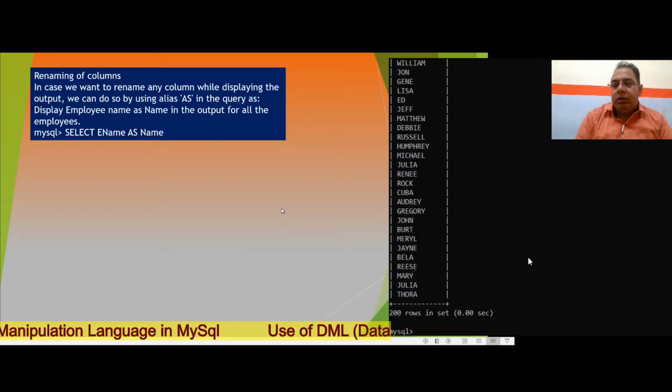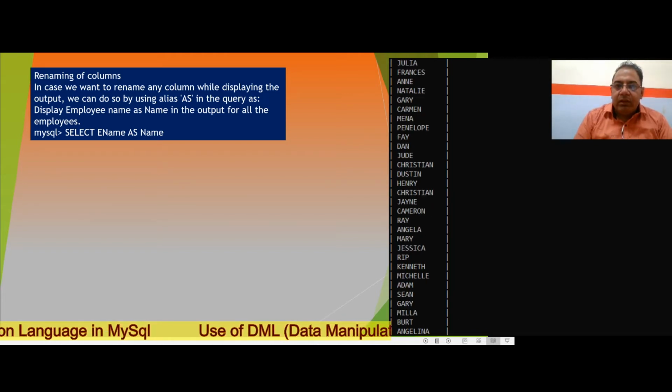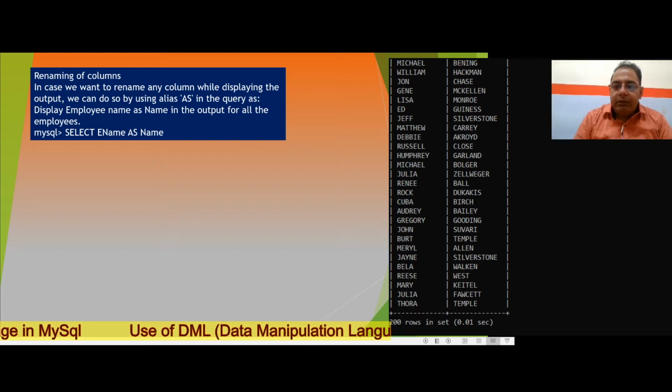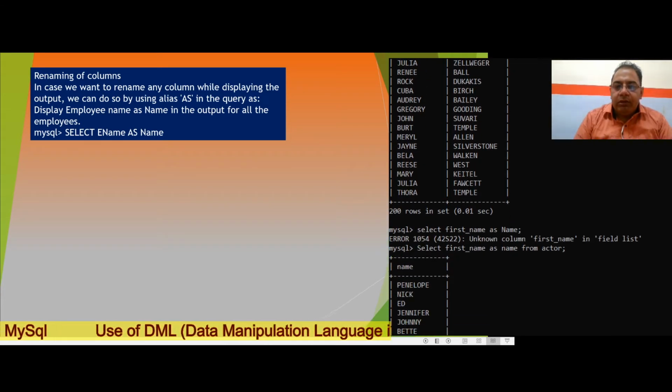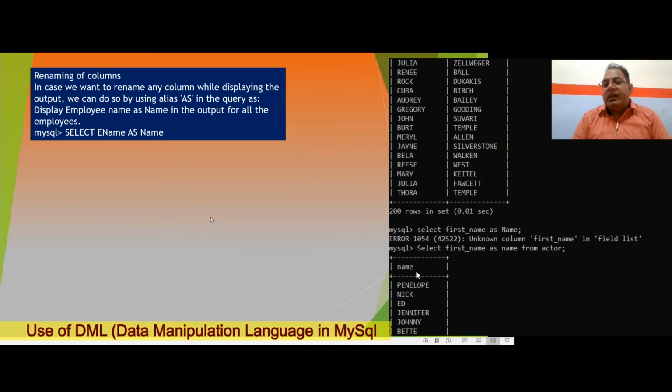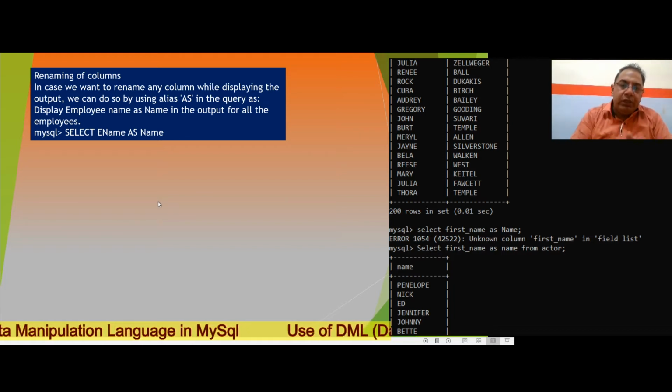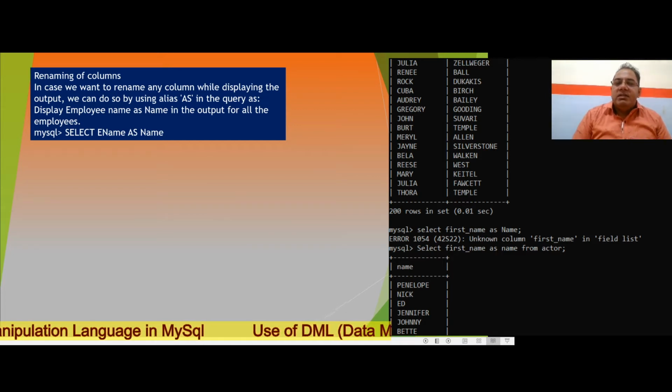Yes, now you see that the attribute name first_name is changed to name instead of first_name. So this is the action which we can do by using the renaming of a column as is used here.